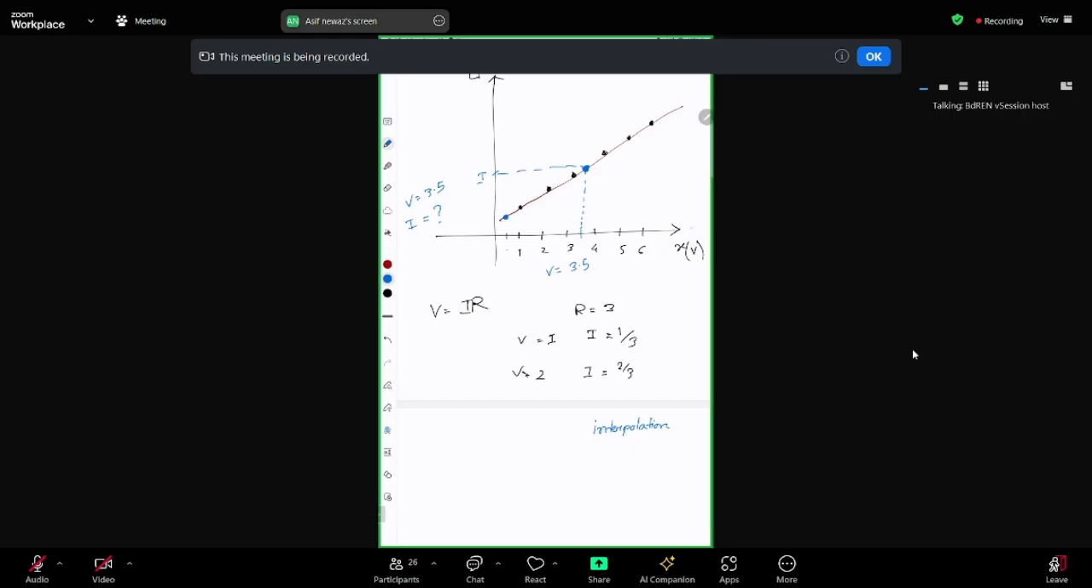But what if the value is outside? Let's say I want to get the point for voltage equals 8. That point is not in your graph directly. So what I can do is extend our graph like this, and based on that, I can get the value for 8. This is called extrapolation. Outside the graph, that is extrapolation. Is it okay? This way, if I have some equation, I can plot the graph, and from that graph I can extend the line, or inside the line I can get the values for other data points.